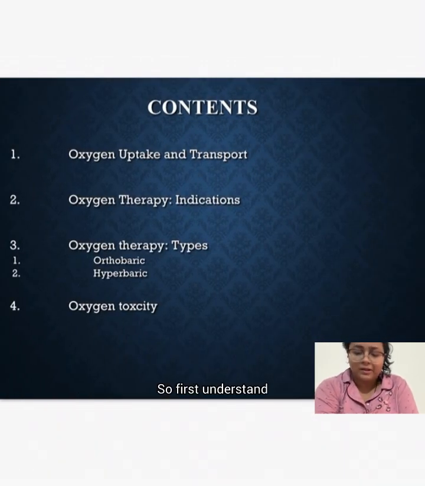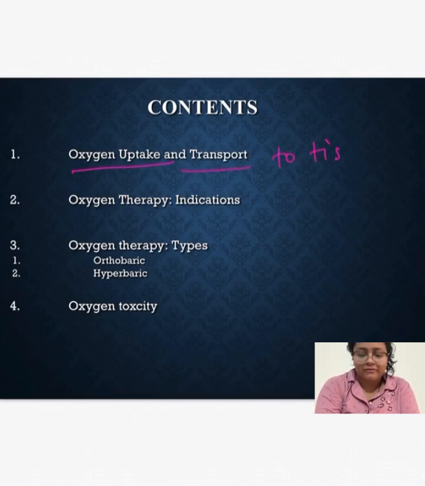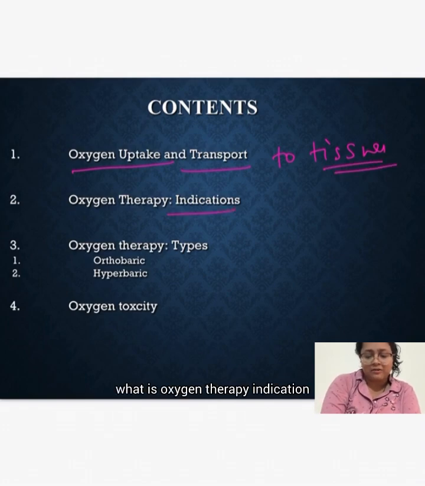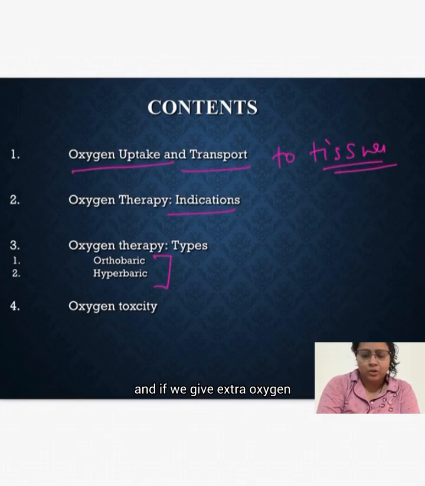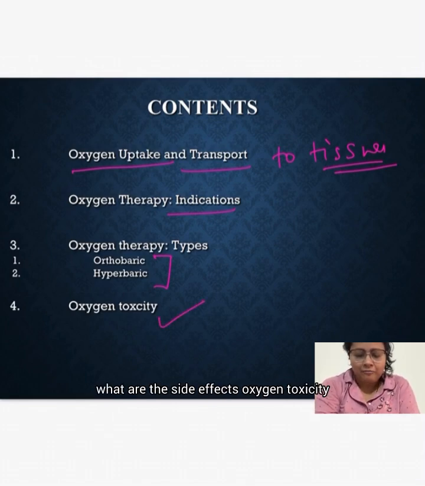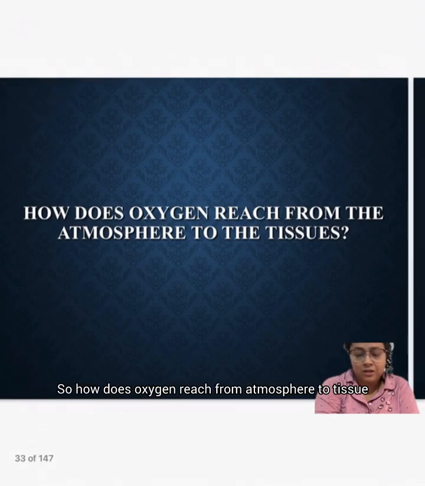So first understand how oxygen is taken up and transported to the tissue level. Then we will study the indications for oxygen therapy and how we can give it, and if we give extra oxygen, what the side effects are, oxygen toxicity. So how does oxygen reach from the atmosphere to the tissue?